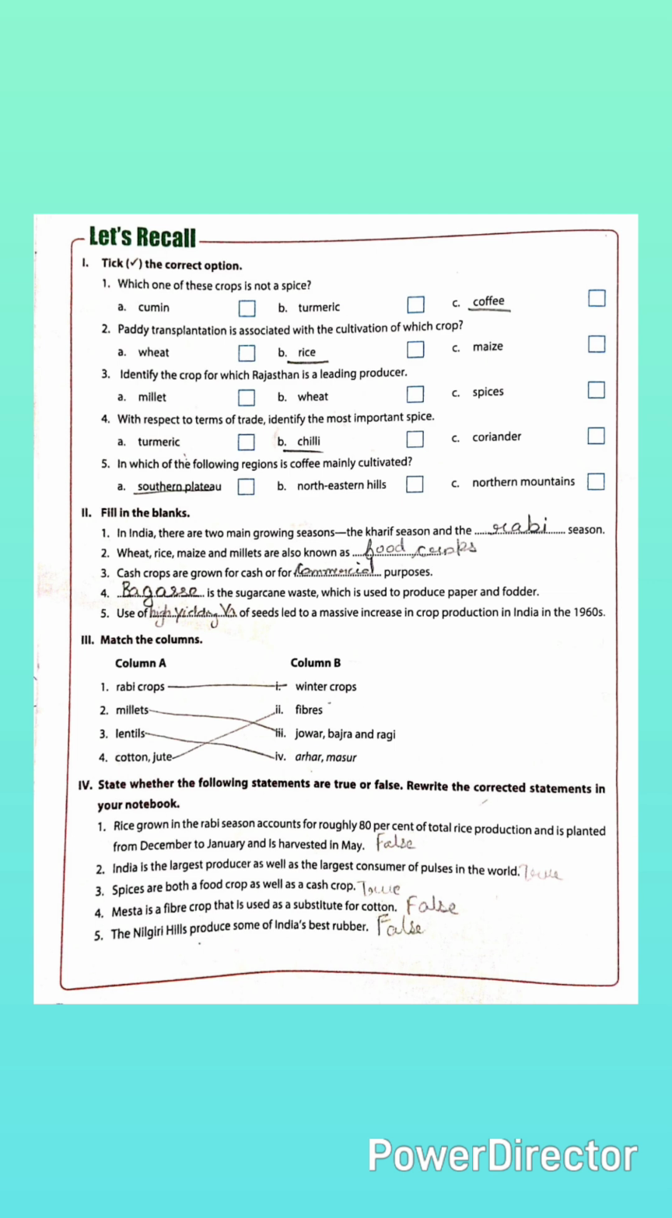Second question, paddy transplantation is associated with the cultivation of which crop? Answer: rice. Third, identify the crop for which Rajasthan is a leading producer. Answer: millet. Next question, with respect to terms of trade, identify the most important spice.